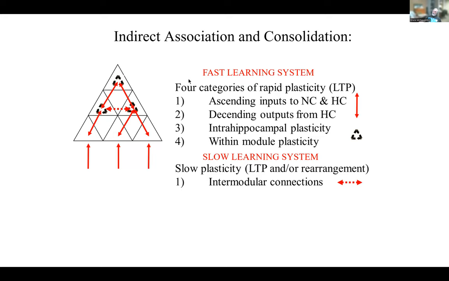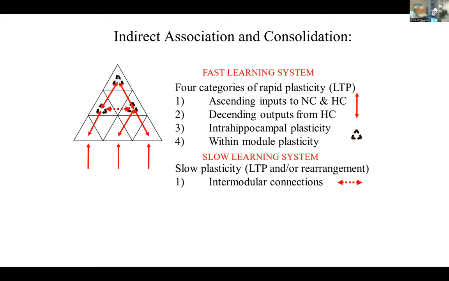But first of all, you have to have four categories of rapid plasticity. You have to have rapid plasticity in the connections from the external world into the cortex and from the cortical modules up into the hippocampus. Those have to be modifiable. You have to have modifiable connections in the descending connections from the higher level modules to the lower modules. You have to have intrahippocampal plasticity so that it does auto-association in some of these modules. And also within module plasticity.